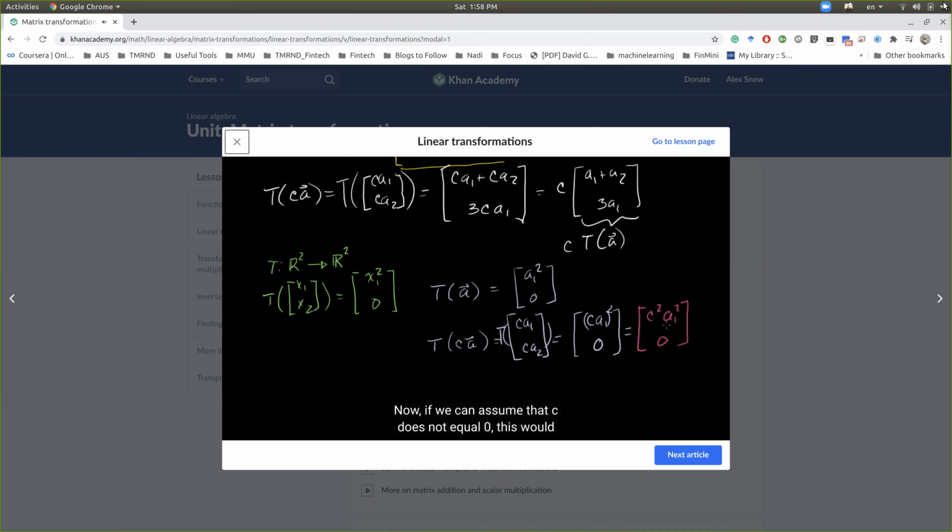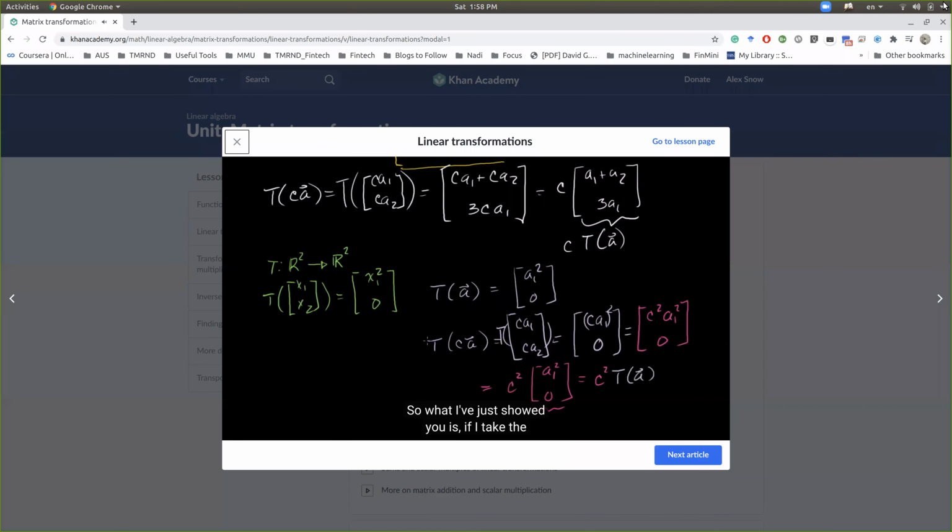Now, can we factor out, if we assume that C does not equal 0? Actually it doesn't even matter. We don't even have to make that assumption. So this is equal to C squared times the vector A1 squared, 0, which is equal to what? This expression right here is the transformation of A. So this is equal to C squared times the transformation of A.